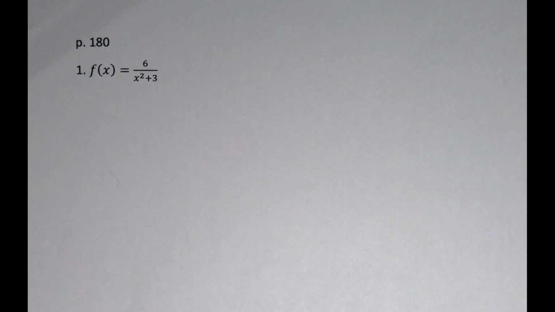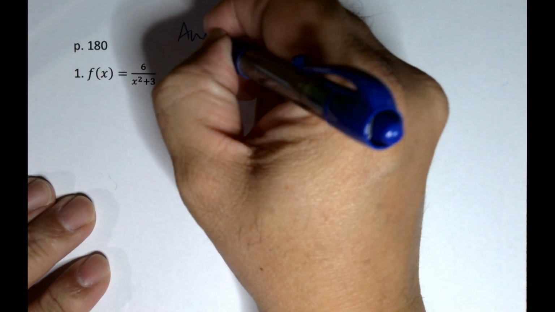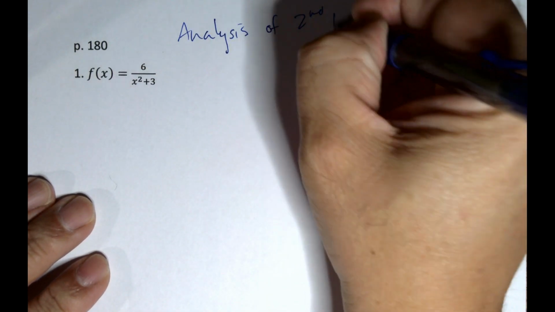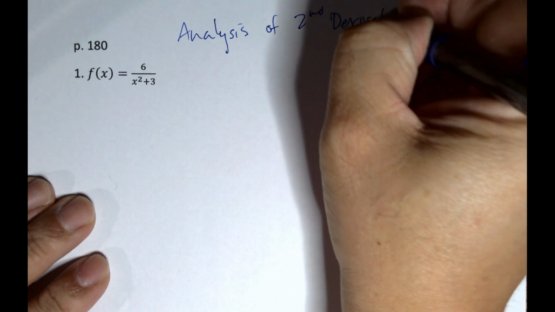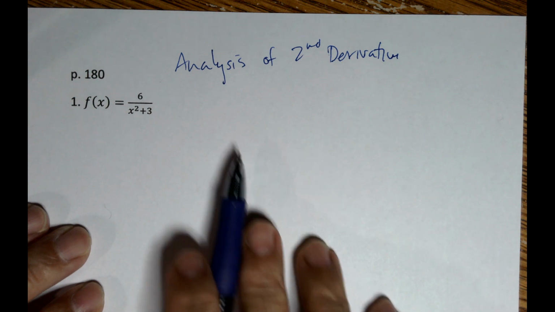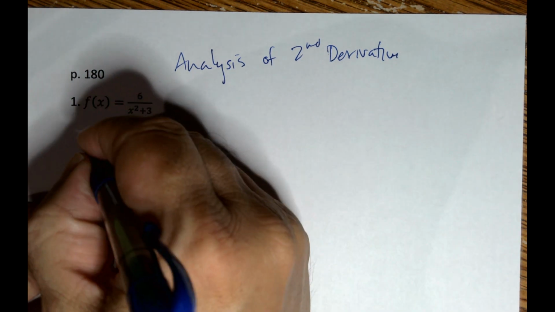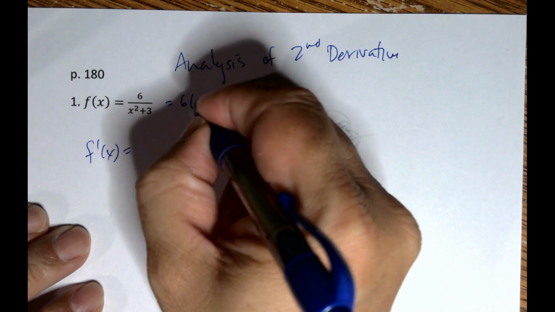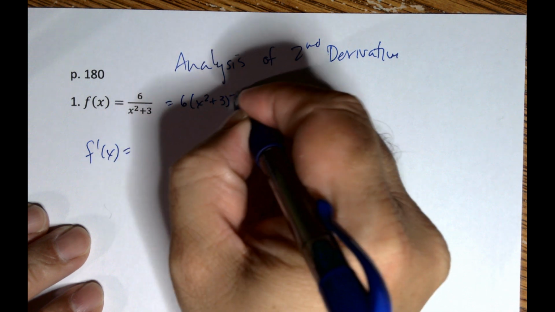However, I am doing it a little differently, but I am using the same examples. All right, so this is analysis of the second derivative. That's what we're doing. So first thing we've got to do is take the first derivative. So this one, I'm going to rewrite this as x squared plus 3 to the negative 1.